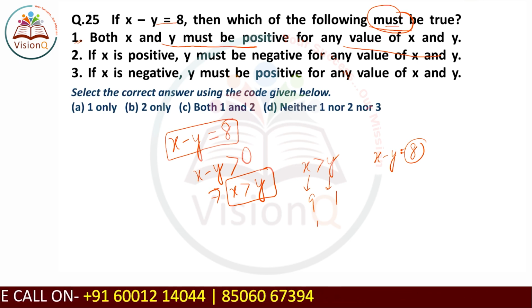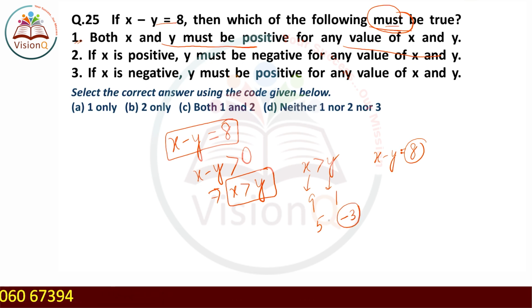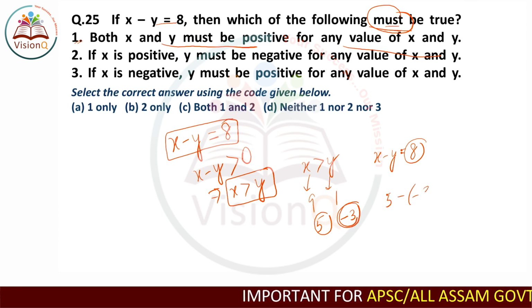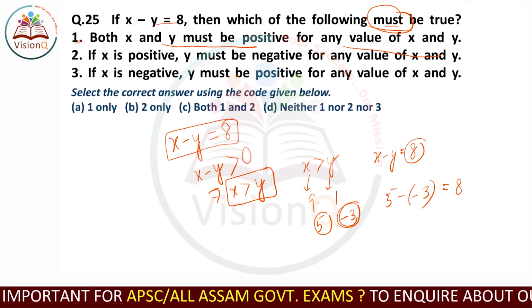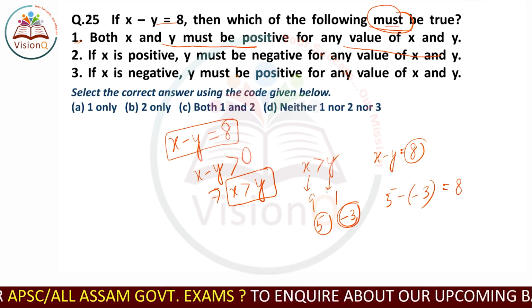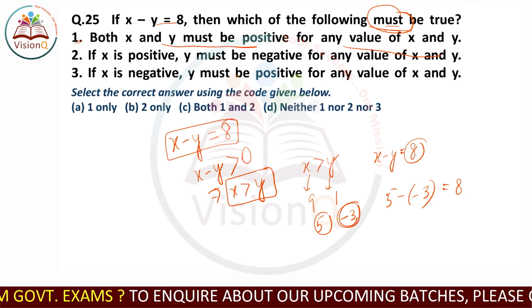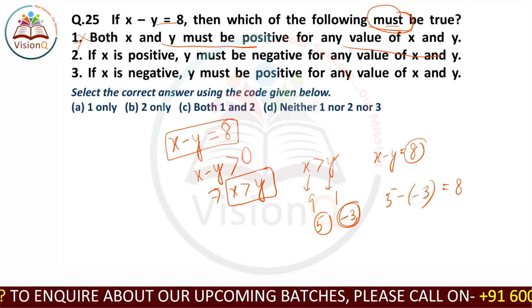Suppose x value is 5, then y should be minus 3. Only then the difference of 5 and minus 3 is 8. If I subtract minus 3 from 5, I get the value of 8. So x and y may be positive, may be negative also. So first statement is wrong.